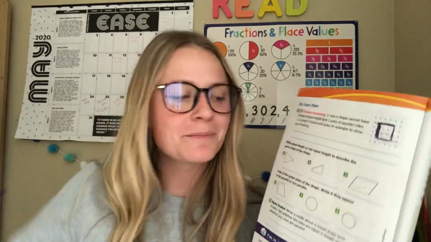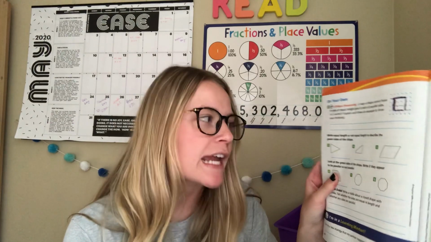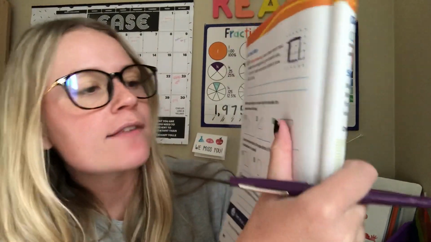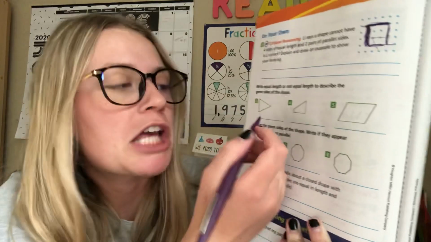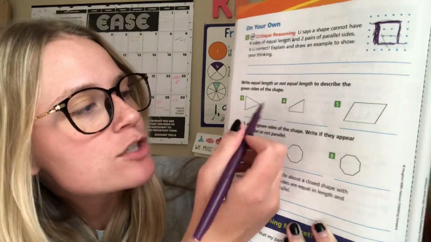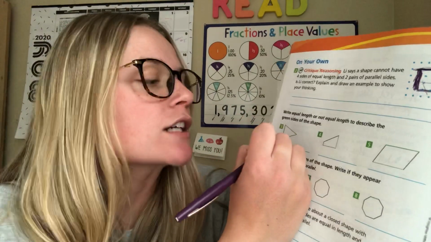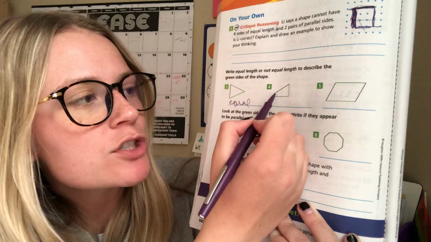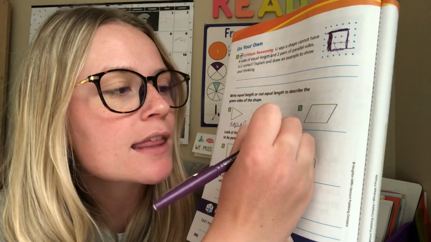This left to right, top and bottom. Those are parallel sides. Okay, for 3, 4, and 5, it says write equal length or not equal length to describe the green sides of the shape. So this we'd have to measure. I'm just going to guess. Number 3, we have a triangle. Those 2 lengths look like they are equal. So I'm going to say equal. Number 4, we have a short side, long side, so those are not equal in length.